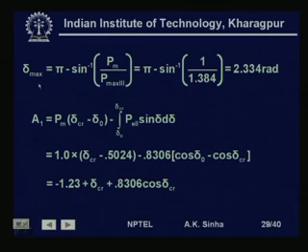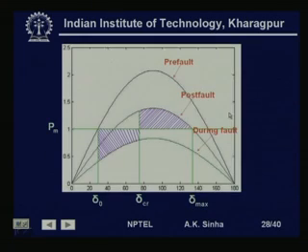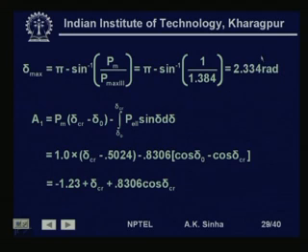So, again using the same relationship that we had developed earlier, delta max is equal to pi minus sine inverse P_m by P max 3. So, this is pi minus sine inverse 1 by 1.384, which is equal to 2.334 radians. That is, here delta max is 2.334 radians. That is what we have got, and the area A1 is equal to P_m into delta CR minus delta 0, minus the integral from delta 0 to delta CR of P_E2 sine delta d delta.